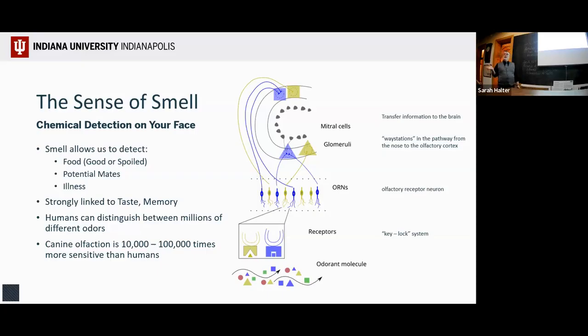So that's linked. Memory is another interesting one, where we store some memories based on how something smelled. Certain smells, like mom's home cooking, can come back and transport us to those times. So we're pretty decent. Canines, of course, have been doing this longer than we have, and they depend on their sense of smell even more than we do. For a lot of reasons, including those, they're much better at it, anywhere from 10,000 to 100,000 times more sensitive.